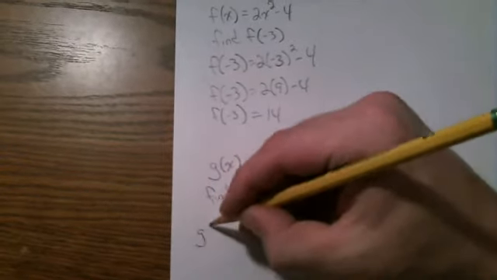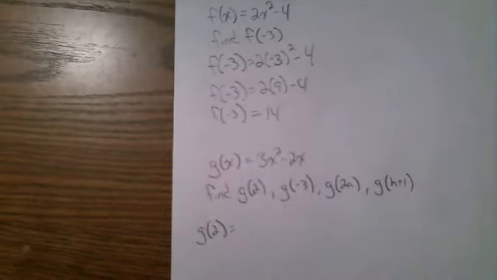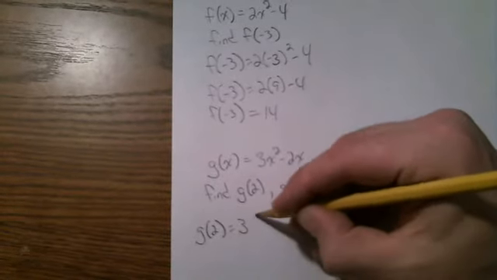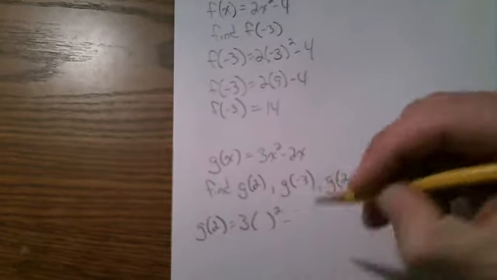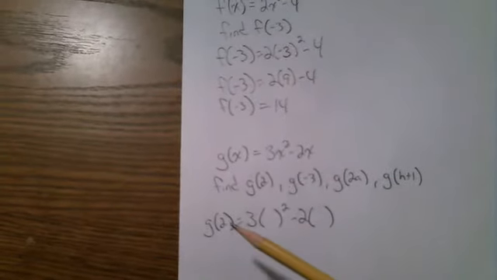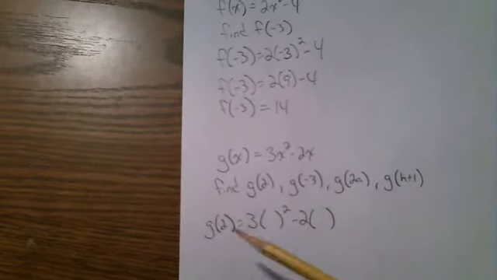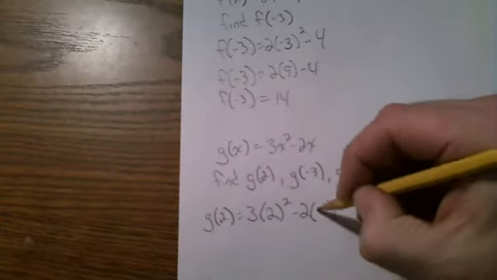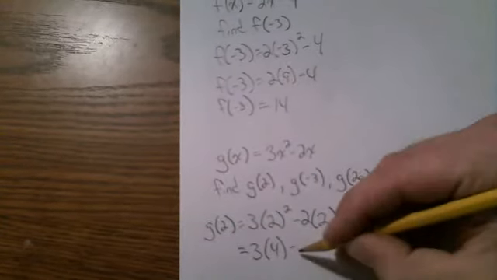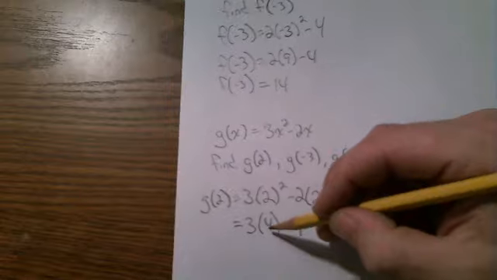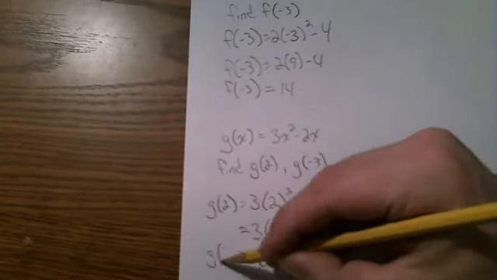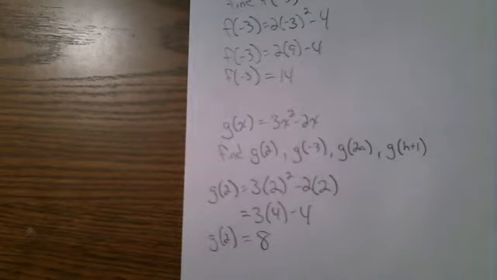So for g of 2, I'm simply going to rewrite the rule for g with an open set of parentheses. 3x squared minus 2x. And now what do I plug in there? 2. Three times 4 is 12, and 12 minus 4 is 8. So g of 2 equals 8.